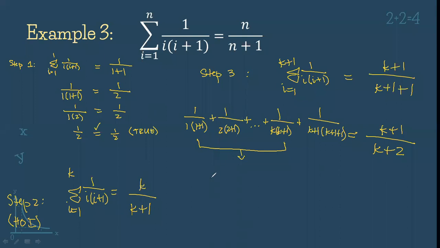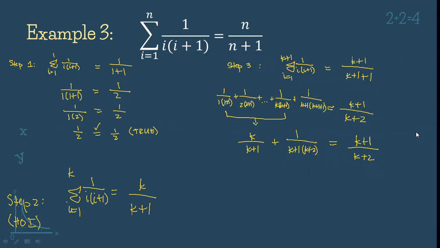So, we can rewrite this as k over k plus 1 plus 1 over k plus 1 times 1 plus 1, that is k plus 2, is equal to k plus 1 all over k plus 2. Ngayon po, ang gagawin po uli natin dyan is to combine po these two fractions. Ngayon po, kailangan mag-isip po tayo ng LCD or least common denominator.